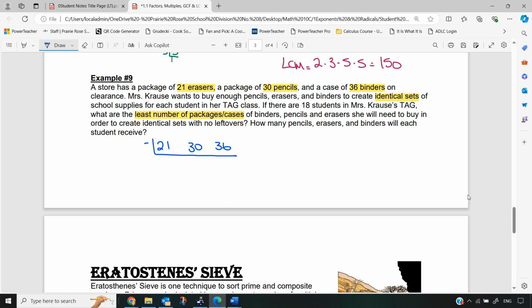All of these are divisible by 3. 21 divided by 3 is 7, 30 divided by 3 is 10, and 36 divided by 3 is 12. Nothing goes into 7, 12, and 10, so my GCF is 3.